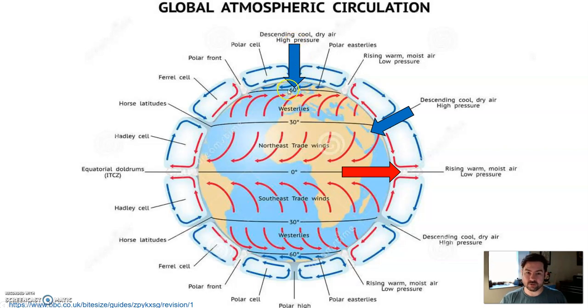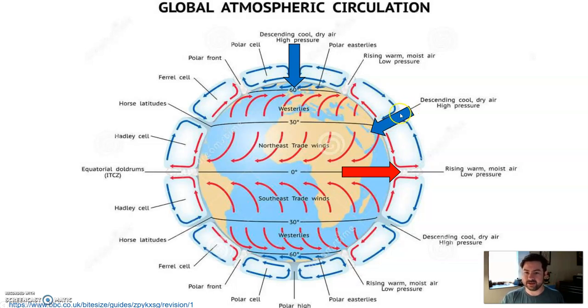So now I got cold descending air over the pole here, and it can either go kind of off to the west or to the east. Well, now again, I have this cold air descending around 30 degrees latitude north, and that can either head north or south. So let's continue to follow it north.